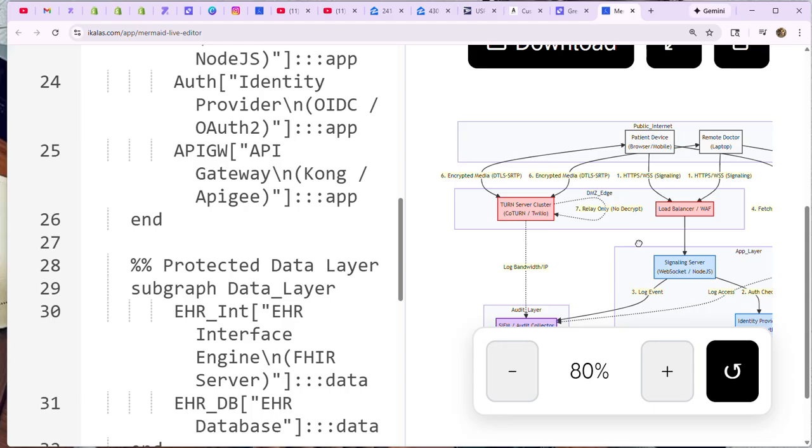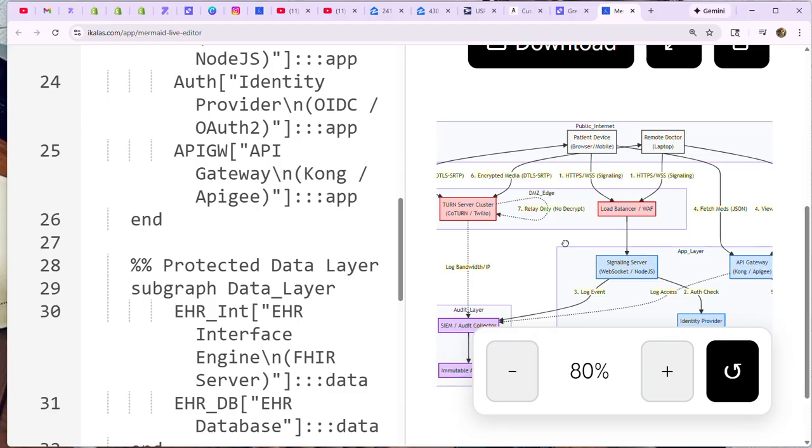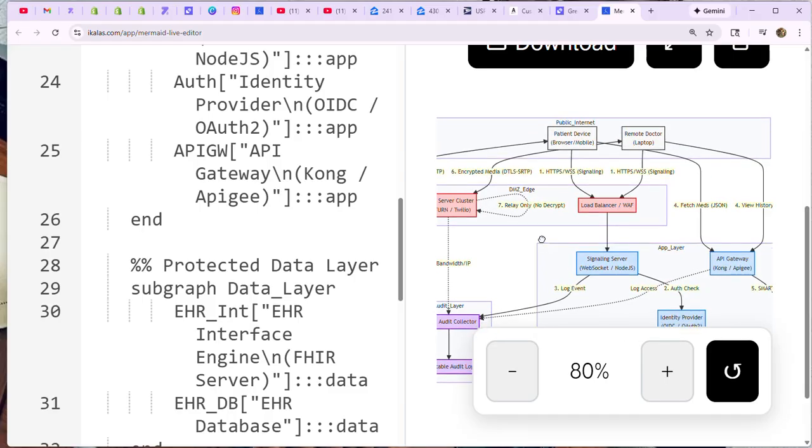Encrypted media, also beautiful stuff. We have the DM Zoom, Edge. We have the load balancer with the web, with the WAF. We have the 10 saver and the cluster, code turn, and Twitter. We have fetch, med JSON that goes down to the API gate.